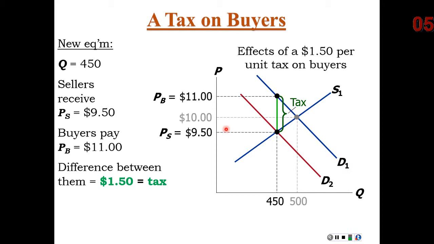But the sellers are also receiving less than they received before. Even though the sellers aren't technically paying any of the tax, they're not sending any money to the government, they are receiving 50 cents less per pizza that they sell, as represented by the difference between $10 and $9.50. And something else I want you to notice is that the size of the market has decreased. And so this currently is the situation of a tax on buyers, which has created this market distortion.